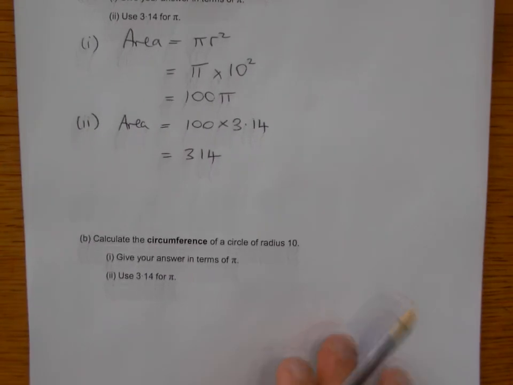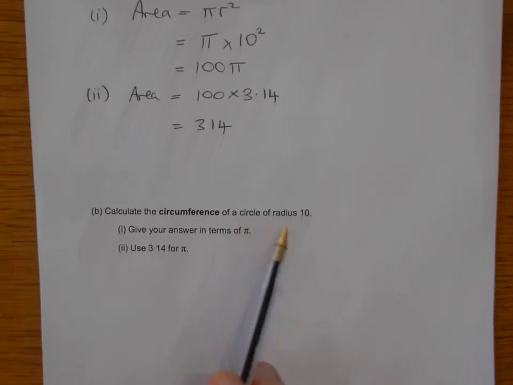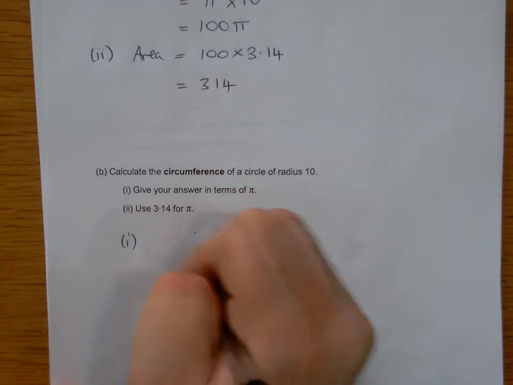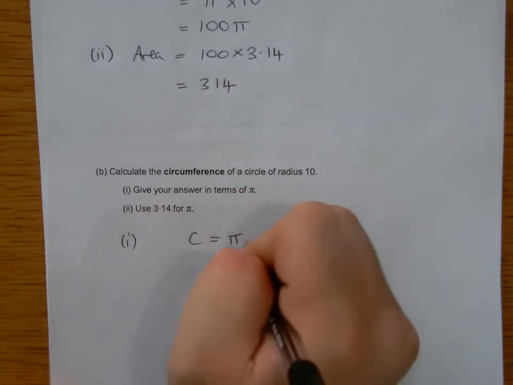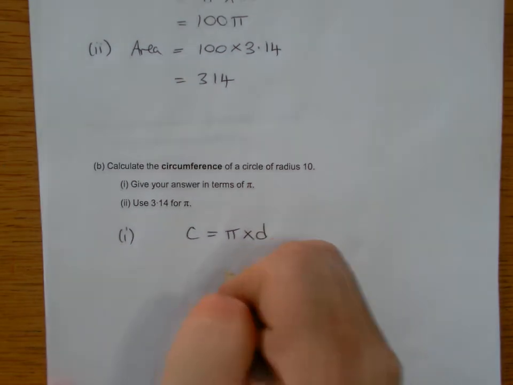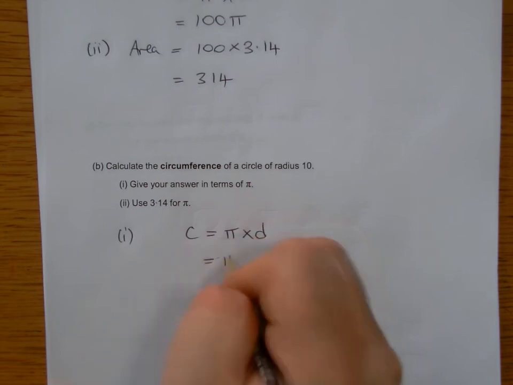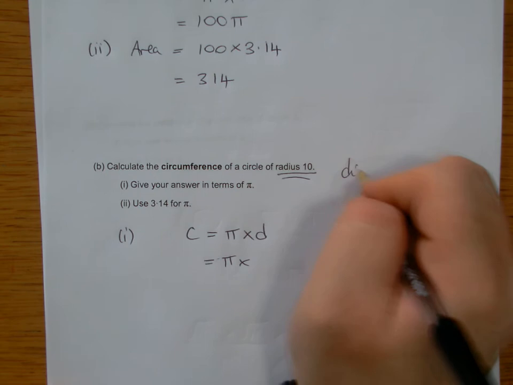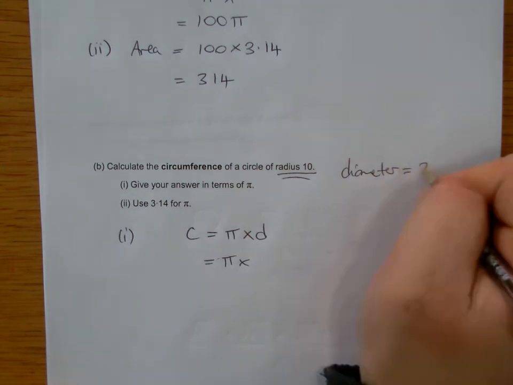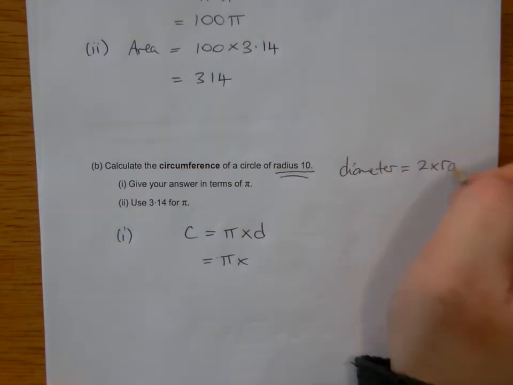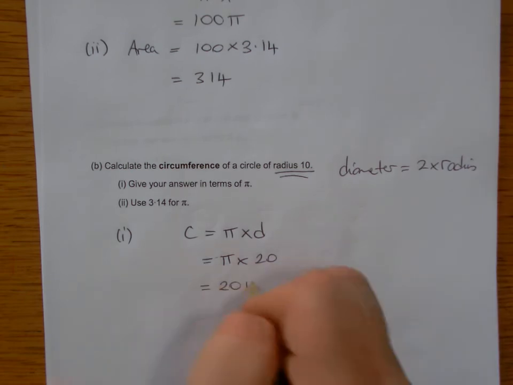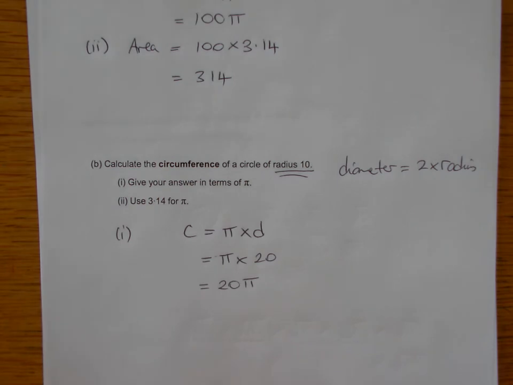So for B then, calculate the circumference of a circle of radius 10. So remember the circumference formula, okay, is pi times diameter. So in this case, pi will be, well, we're going to leave it in terms of pi to start with. And the diameter, well, if they give you the radius, the diameter is twice the radius, isn't it? Okay, 2 times the radius. So that will be 20. So we'll have 20 pi there for this circumference.